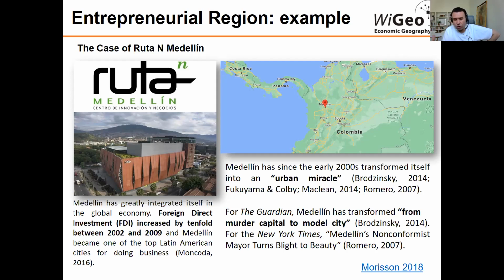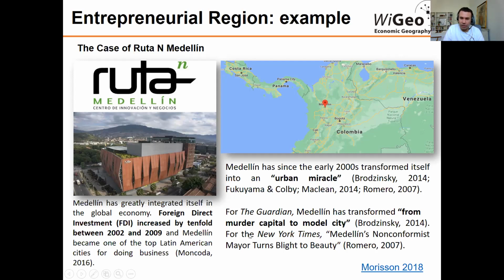There is a number of literature pointing out that the success of Medellin in terms of urban development, they call the development of Medellin an urban miracle. How could they embrace transformation through time and overcome crime rates and high levels of corruption within the public administration, to transform the city into what it is these days, a city capable of attracting foreign direct investment? And Morrison points out the key role of this innovation center in generating entrepreneurial activity and paving the way for new firms to be located in Medellin.